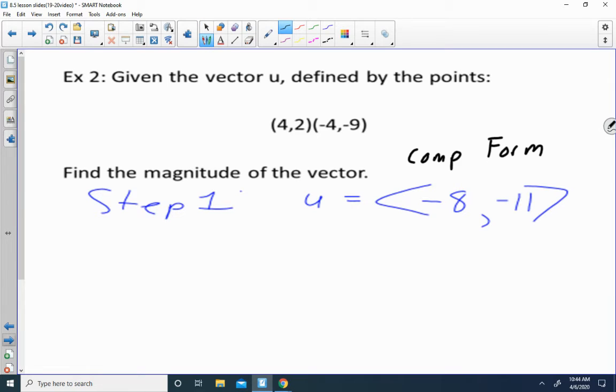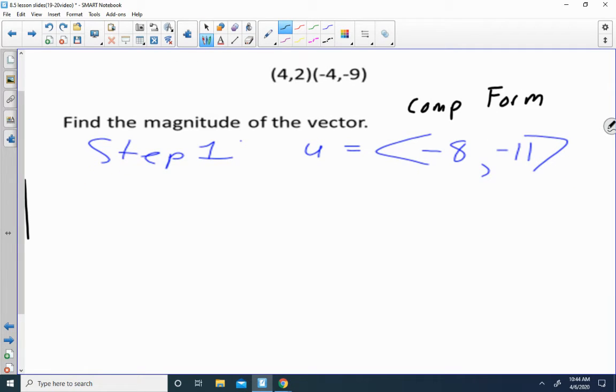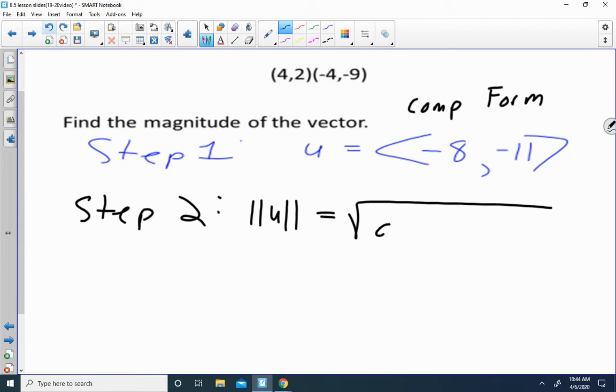So now that we have the component form, we can now move on to step 2, which is to find the actual magnitude. So the magnitude of u, again, square root of a squared plus b squared, where the a is going to be the first number, the b is going to be the second number. So let's plug and chug.